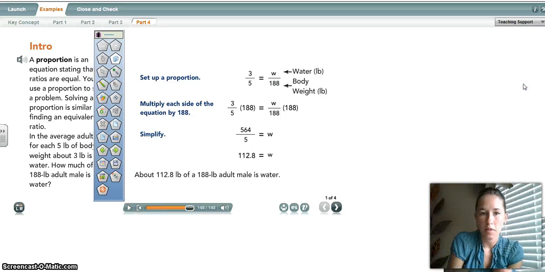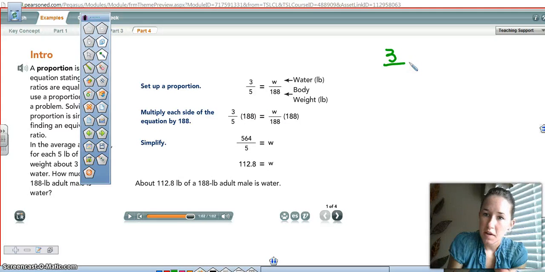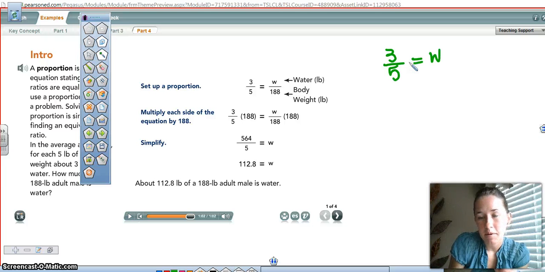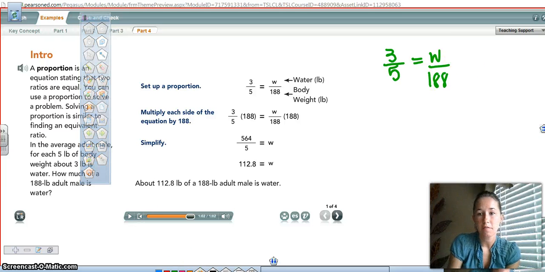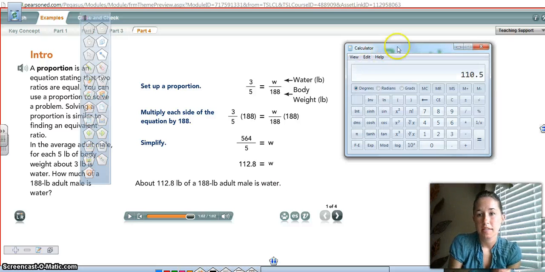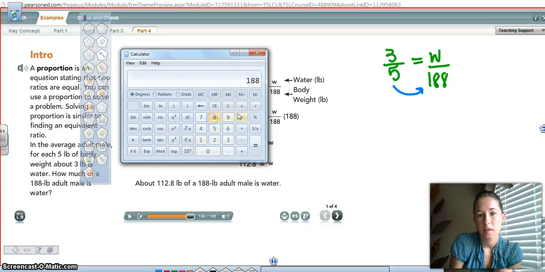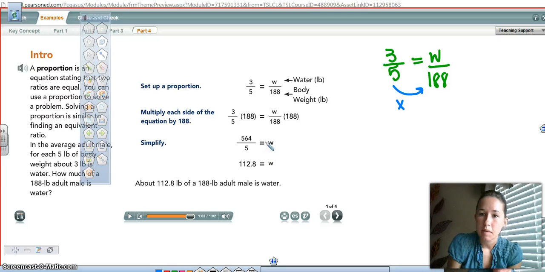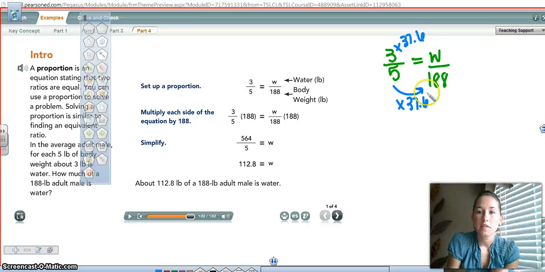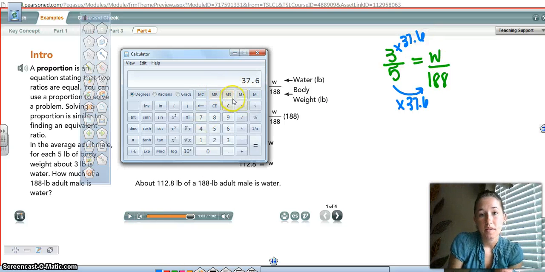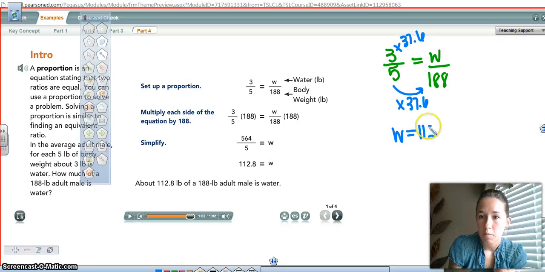Okay, now this isn't the only way to solve this proportion. Remember that we had set it up so that our numbers lined up and we were just trying to find the missing number. We talked before about how you can definitely look for a number to multiply 5 by to get 188. You can actually do 188 divided by 5 to find that number. We would have to multiply by 37.6 on the top and the bottom to follow this pattern and find the missing number. This is a fine way to solve the problem, and you can definitely do it this way if you would like. So we found that W is equal to 112.8.